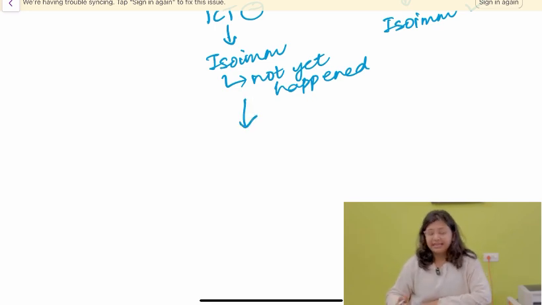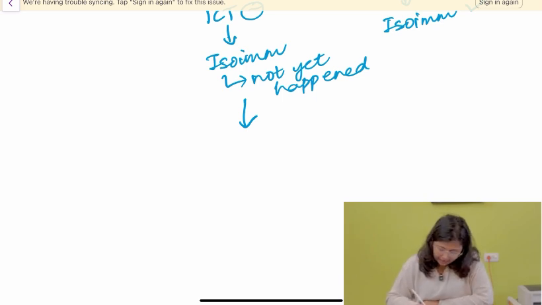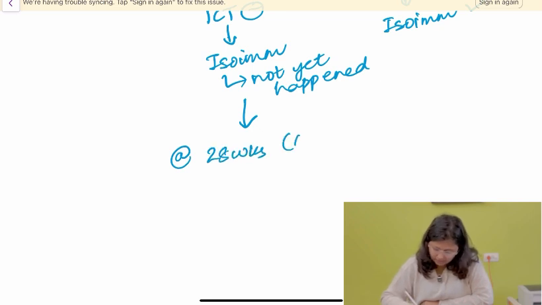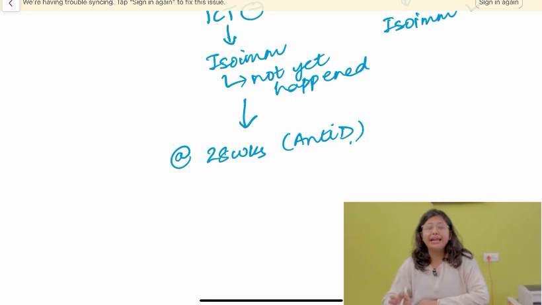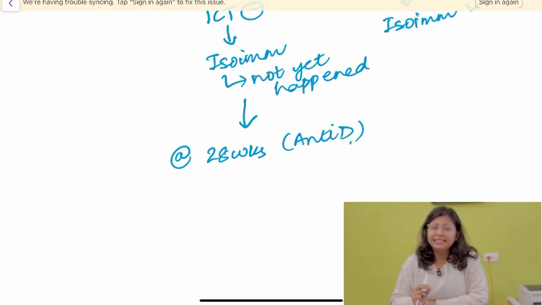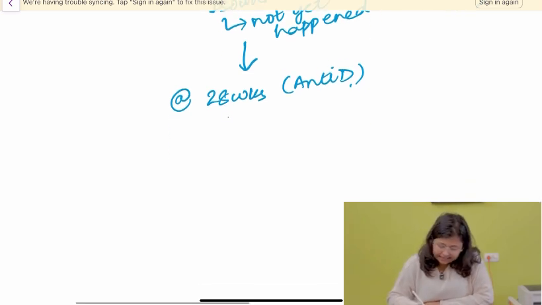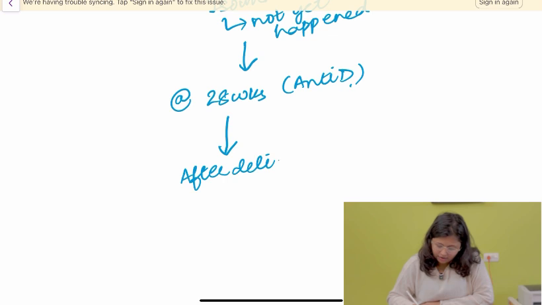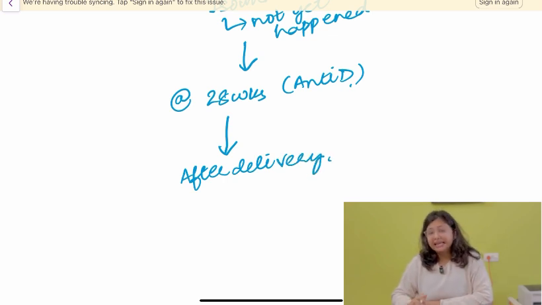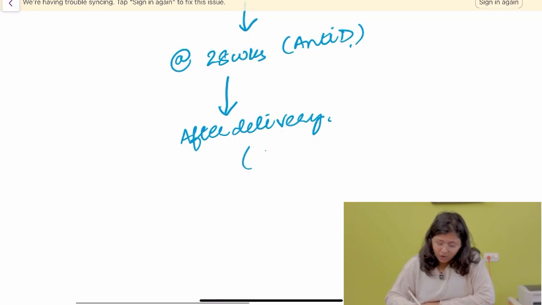So when do we give this anti-D? It is given at 28 weeks. Why at 28 weeks? Because the percentage of feto-maternal hemorrhage is very low before 28 weeks. So at 28 weeks we give anti-D, and then we repeat it after delivery, which should be done within 72 hours of the delivery.